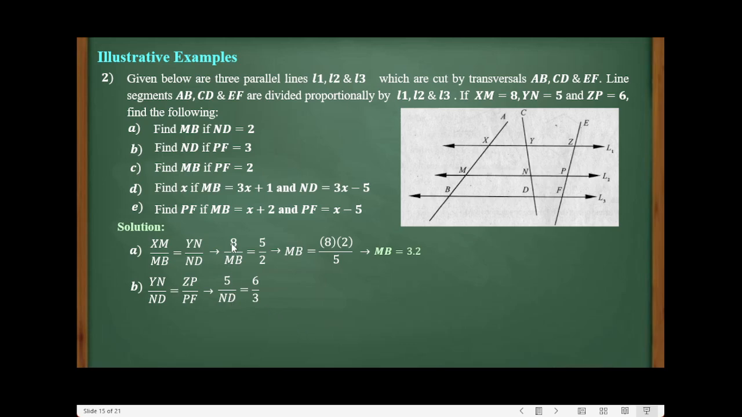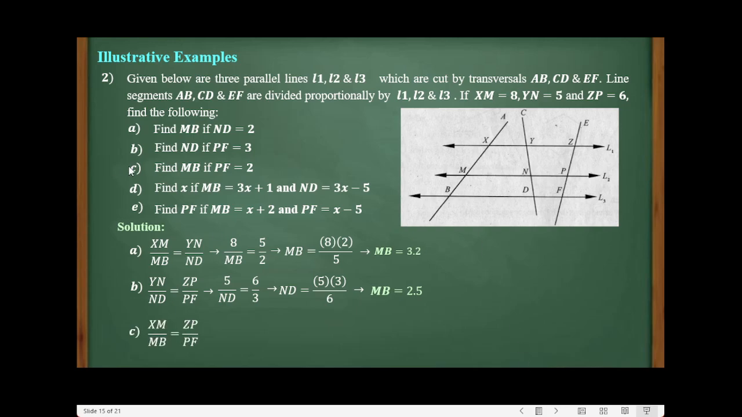Then this is the one we're looking for, so we just rewrite that segment. And PF has a given value, which is 3, as declared in letter B. In this case, the resulting proportion can now be solved for ND. Again, by doing some cross multiplication or cross product method, you will find out that ND is equal to 2.5. Next, letter C.